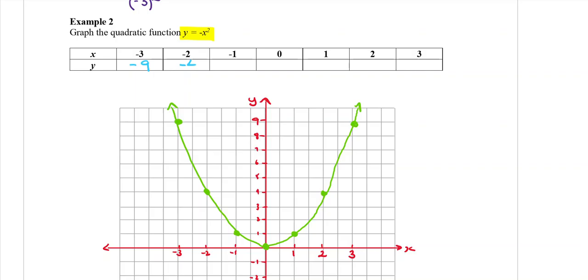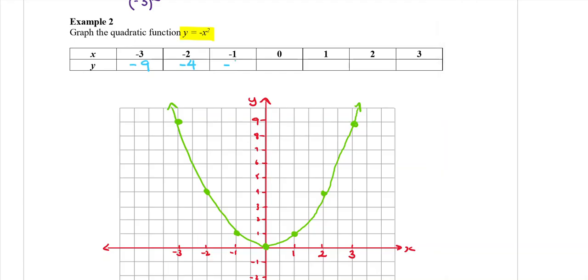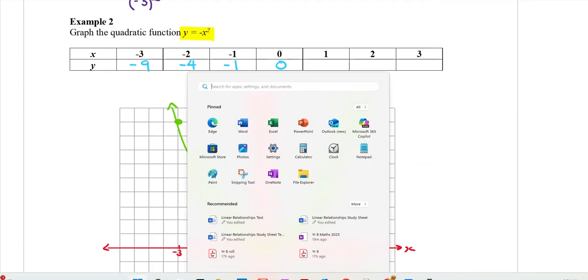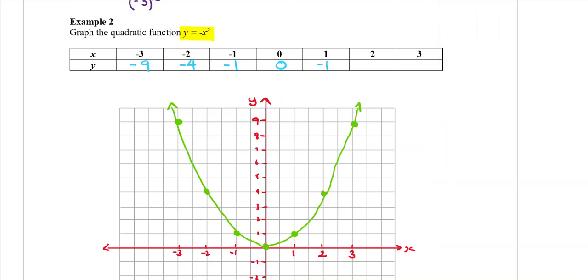So we get negative 4, then negative 1, it's negative 1, 0. Oh, we don't need a minus sign there for 0. So 0 squared is 0 with a minus in front of it, still 0. And then on the other side, when we get to a positive 1, our pattern starts repeating. We're at negative 1. So the next one's going to be negative 4, and the next one's going to be negative 9.